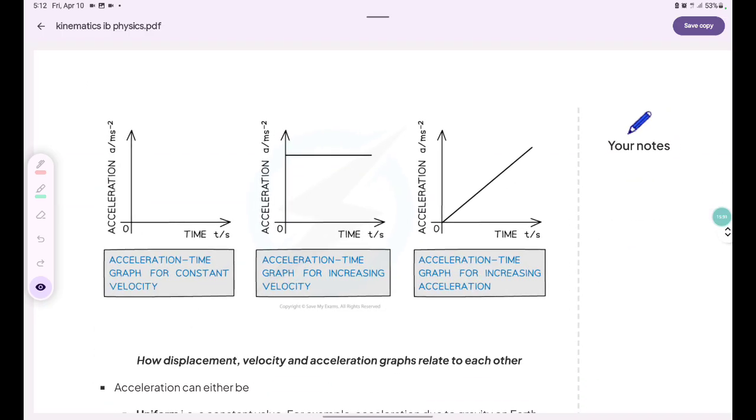You should be familiar with these figures as they are very important. First, acceleration time graph for increasing acceleration. Acceleration time graph for increasing velocity, or constant acceleration. Acceleration time graph for constant velocity, or zero acceleration: a equals 0.